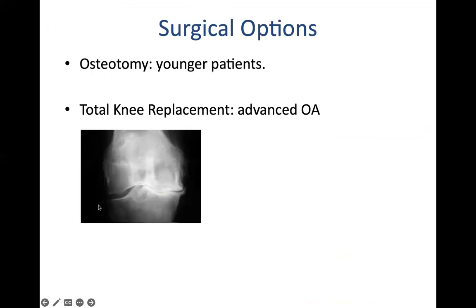Surgical options. Total knee replacement, this is the most common. This is what we always see because most of our patients who present to our clinic are with advanced OA and elderly. So this is the most common type of surgery. But there is also the osteotomy, sometimes done with athletes and younger patients. Different surgical approach, but both of them are surgical solutions.